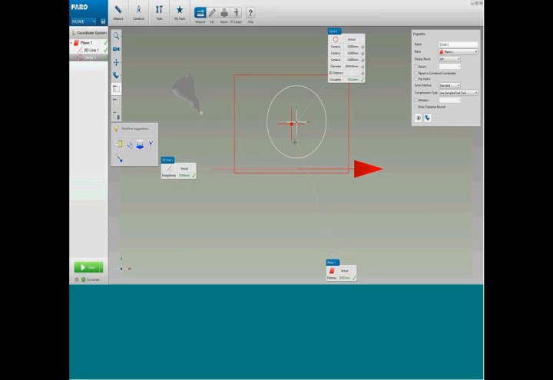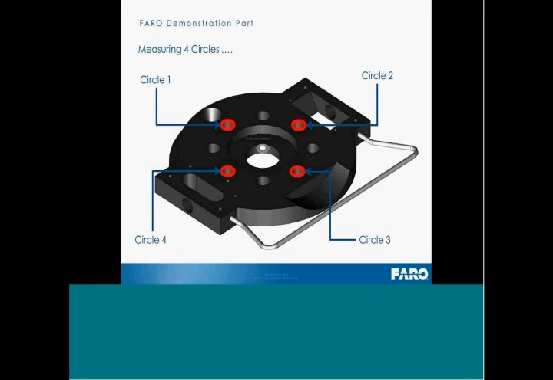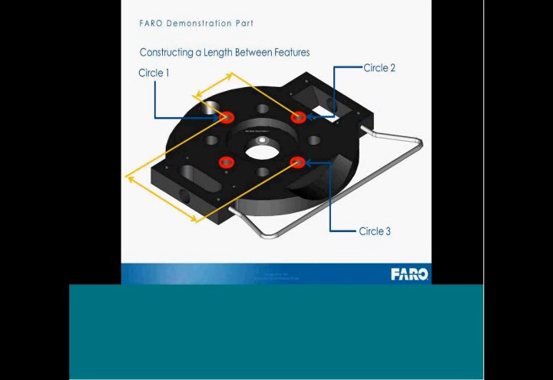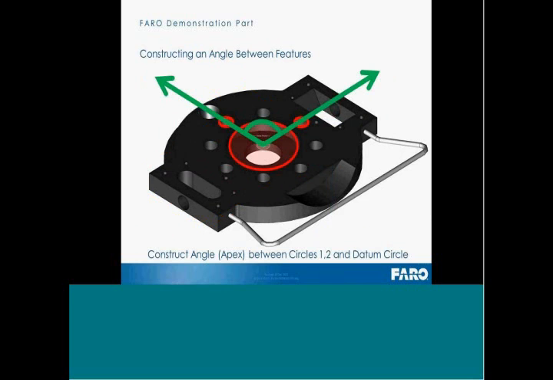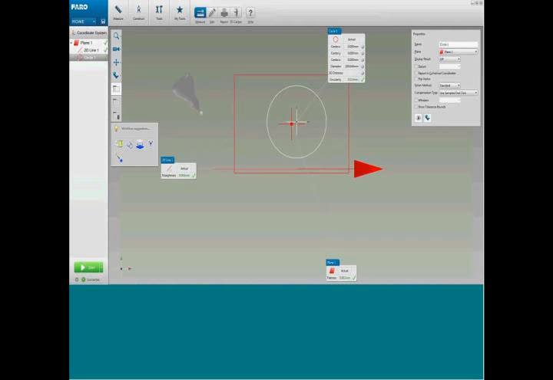Okay, so if we return back to the PowerPoint, the next step I would like to show is we will measure the 4 circles shown. Then I'll show you how to construct lengths. So we have 2 lengths to show you. And then I will show you how to create an angle using 3 circles. Okay, so I first measure the circles.